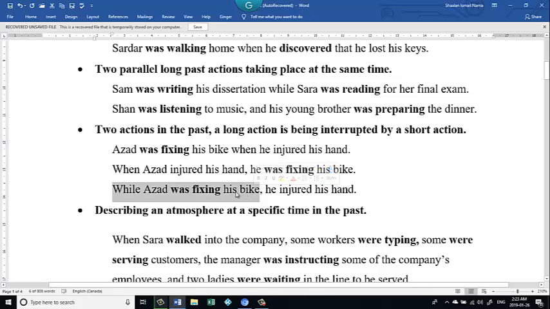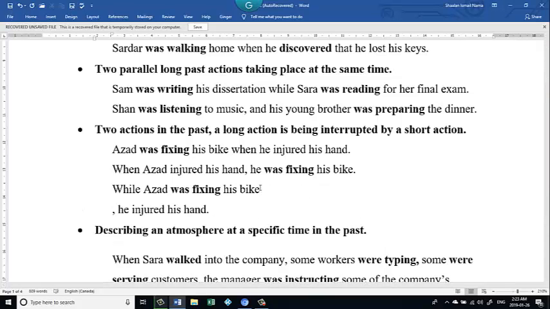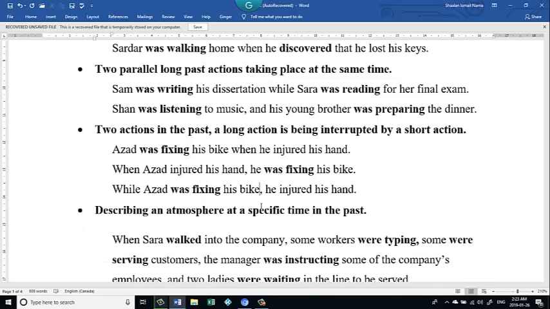While Azad was fixing his bike, he injured his hand. This is independent. This is dependent, because if we look at the sentences here, we cannot have it like this. While Azad was fixing his bike, if I put it like this, then the person is waiting for me to give him or her more information about what's going on. The other reason is that we say the two sentences complete each other.